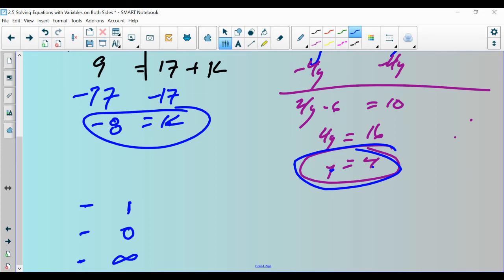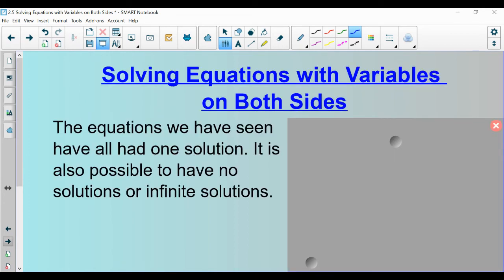It's not possible for a linear equation like this to have three solutions or two solutions. It's only one, zero, or infinite. Let's look at some examples.